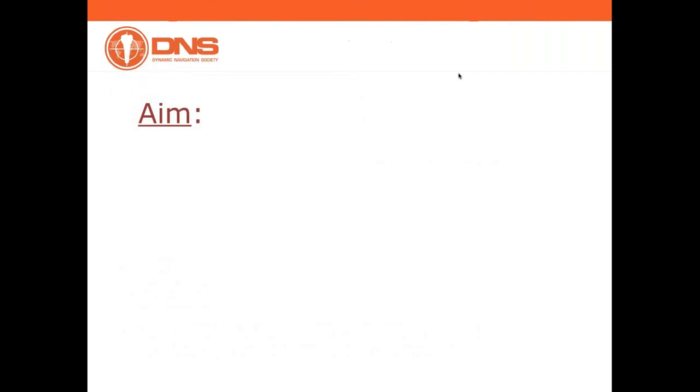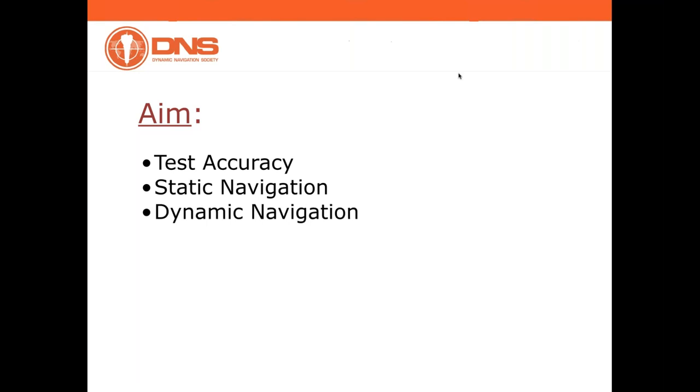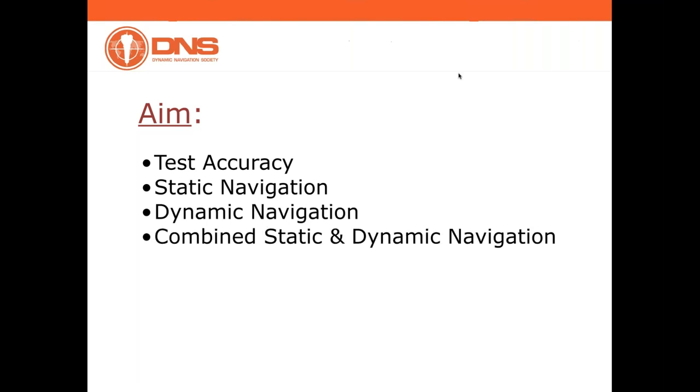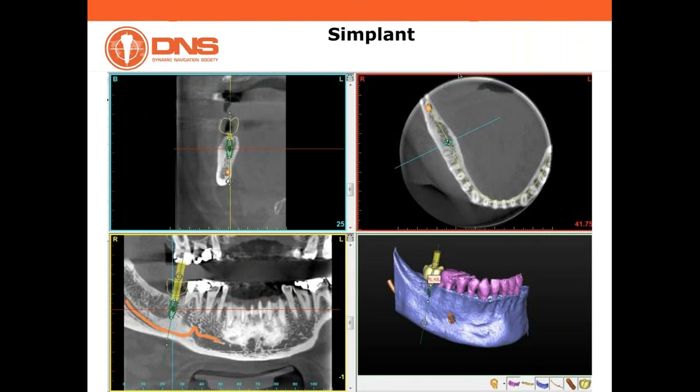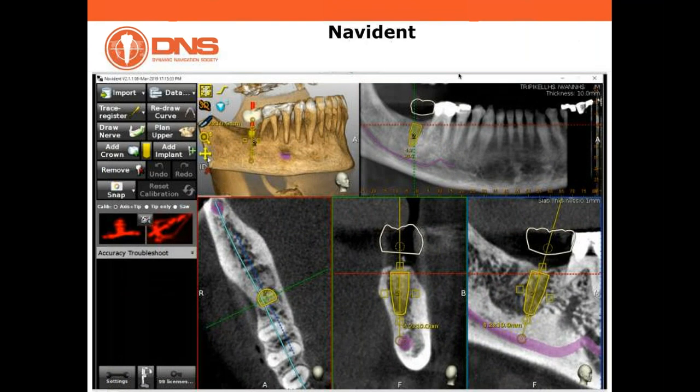What I mean by one right, one wrong, I'm going to show you. We wanted to test the accuracy of both systems, the static navigation that we all know for many years, and the dynamic navigation, and to combine them in one case. So you see here a snapshot of the Simplant analysis, and here you see the snapshot of Navident.